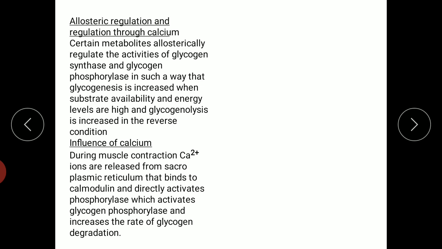So that enzyme having more number of binding sites, they are called allosteric enzymes. Glycogen synthase and glycogen phosphorylase are allosteric enzymes. They have binding sites for many other molecules.